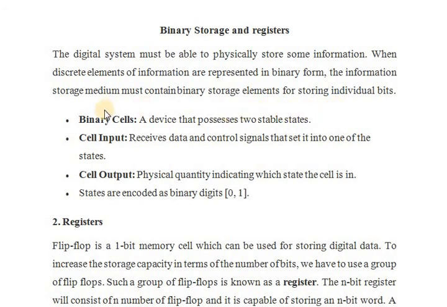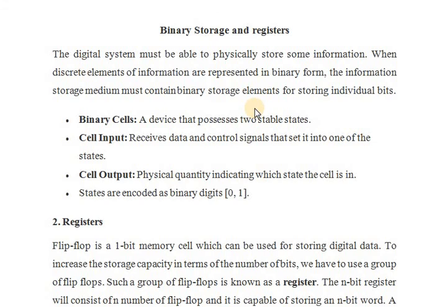First we will see what is a binary cell. A device that possesses two stable states, you call it a binary cell. A binary cell is a device that possesses only two states and is capable of storing one bit of information. That you call a binary cell. It is capable of storing only one bit of information.